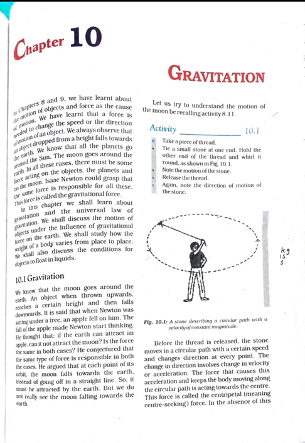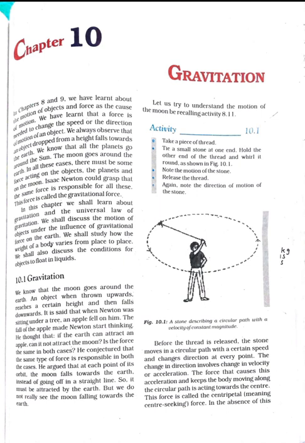Newton had the opinion that the same type of force is responsible for an object falling from some height towards the earth and also the moon revolving around the earth. The motion of the moon around the earth can be understood with the help of an activity.